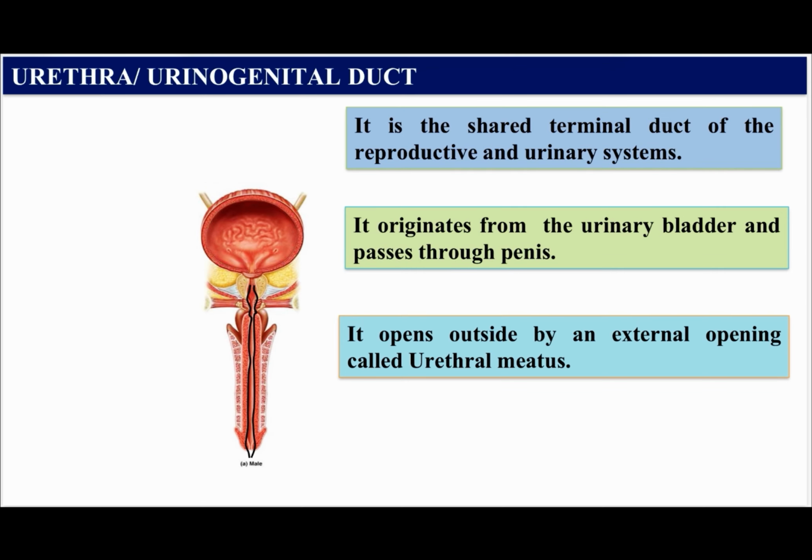Now, urethra. The urethra or urogenital duct is a shared terminal duct. Why shared? Because it is part of the reproductive as well as the urinary system. So it is a shared terminal duct. This urethra originates from the urinary bladder, passes through the penis, and opens outside by an external opening called the urethral meatus.